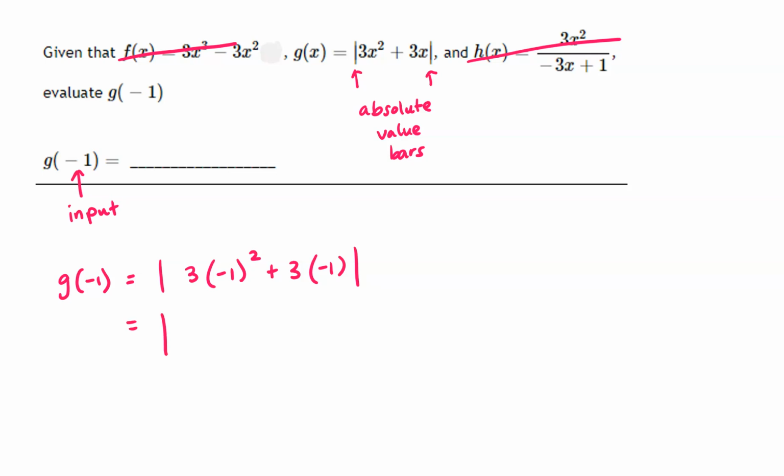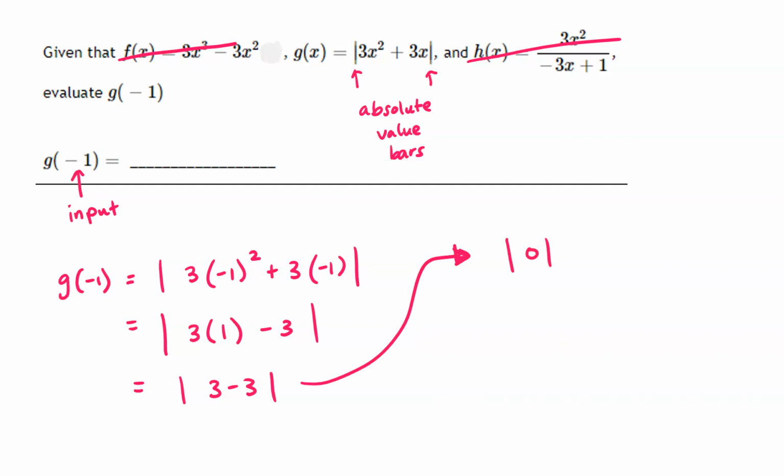So -1 squared is +1, so we have 3 times 1, and then we can multiply the 3 and the -1, and that becomes 3. 3 times 1 is 3. And then we get the absolute value of 0, which is just equal to 0. So our final answer, g of -1, is equal to 0. And that is how we would go about doing this question.